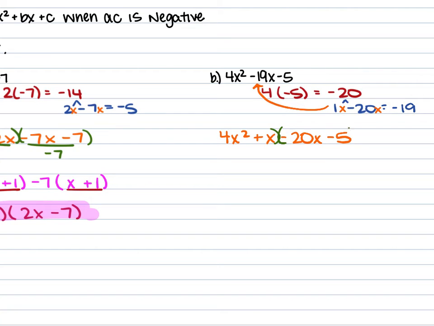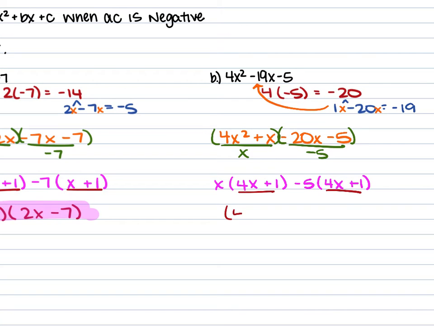4 terms means factor by grouping. So we'll factor out an x from the first set, and we'll factor out a negative 5 from the second. So this is x times 4x plus 1 minus 5 times 4x plus 1. Those two parentheses are the same. So we have 4x plus 1 times x minus 5.